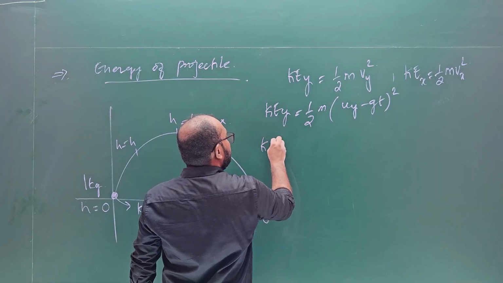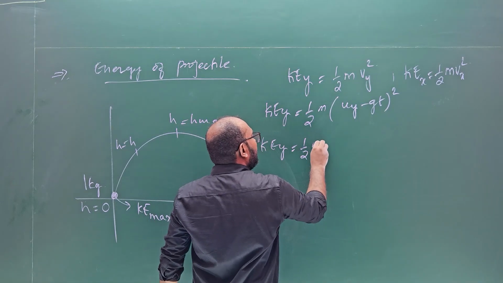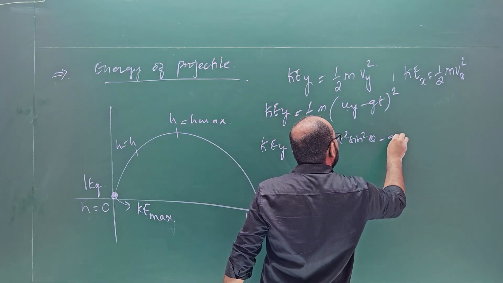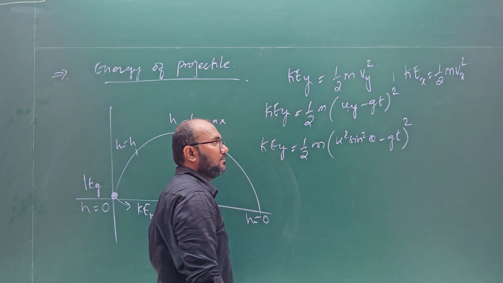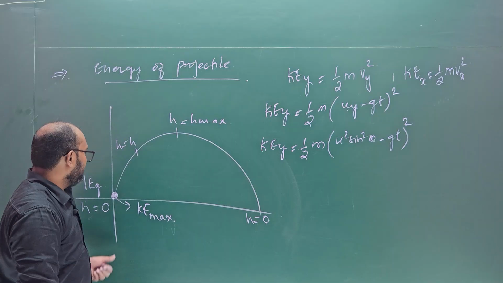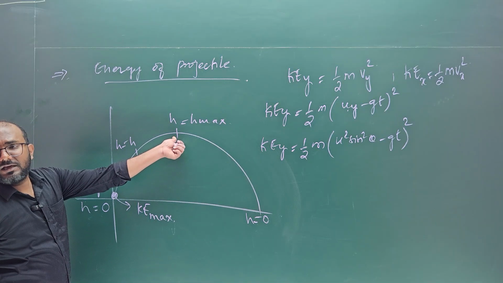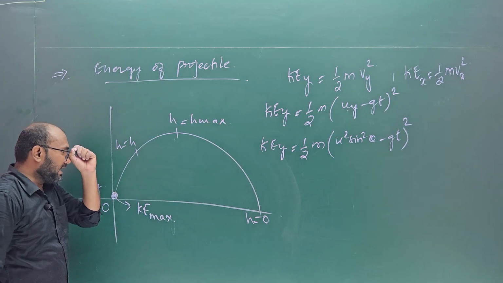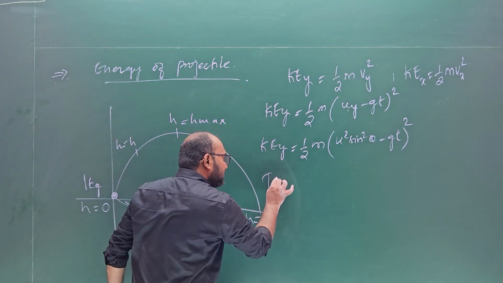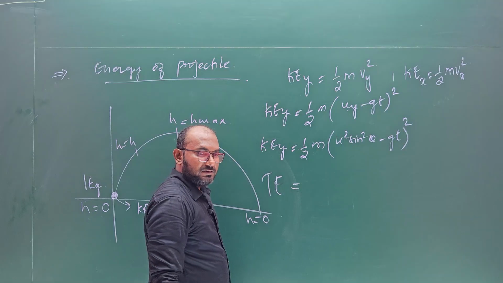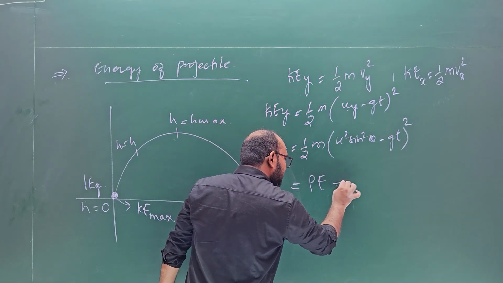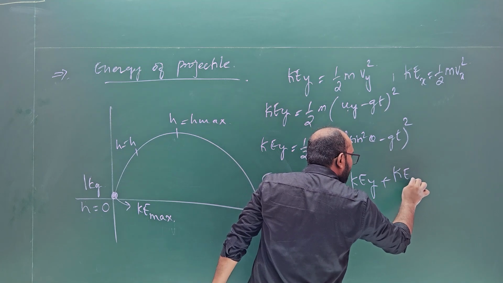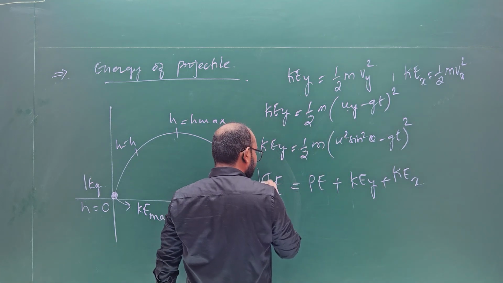Or kinetic energy, if you want to elaborate that, half times mass, this can be written as (u sin theta minus gt) square. Okay, potential energy here is 0, potential energy here is maximum. So can I say that at any point, generalizing, total energy is nothing but potential energy plus kinetic energy along the y-axis plus kinetic energy along the x-axis.